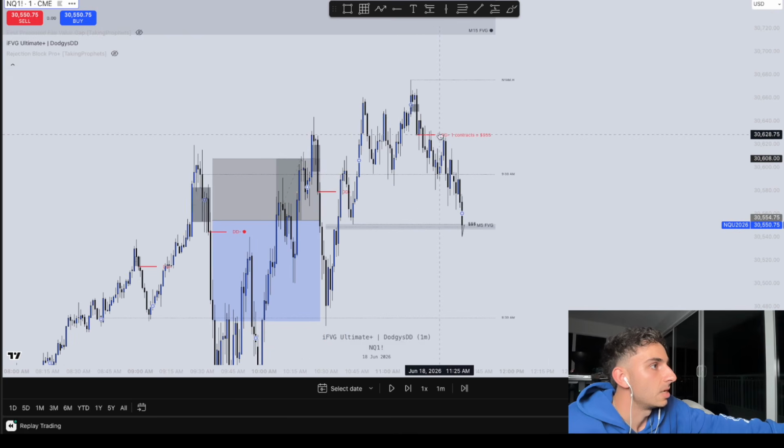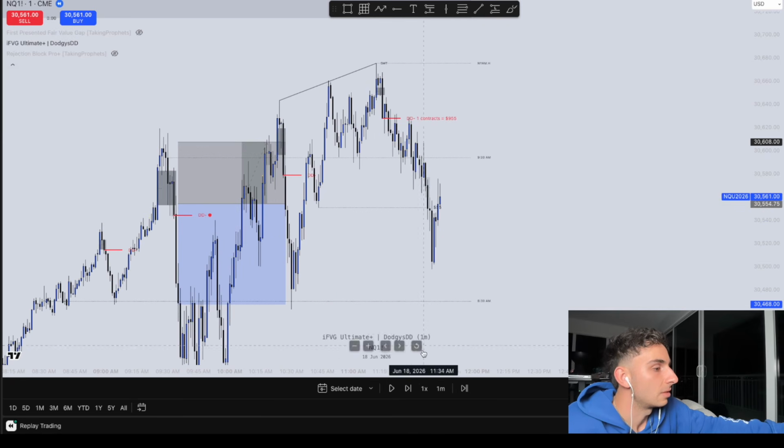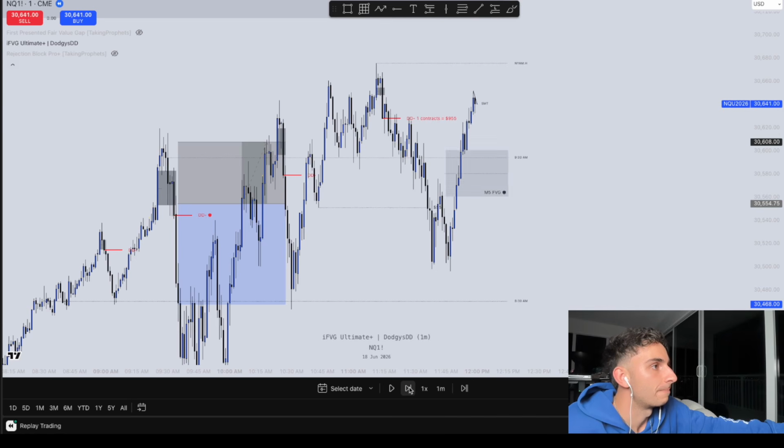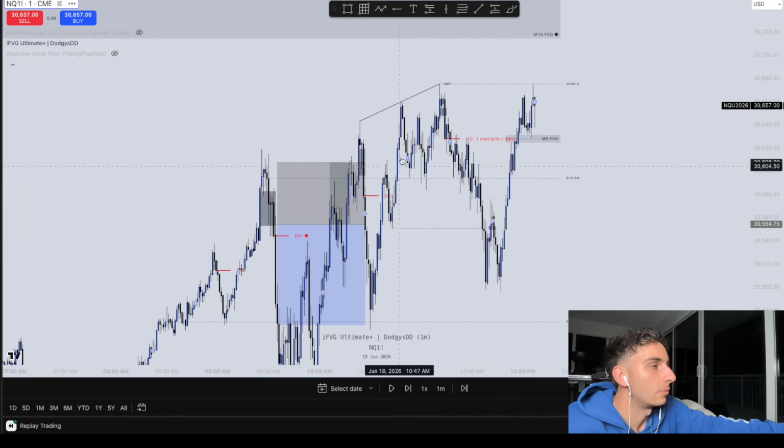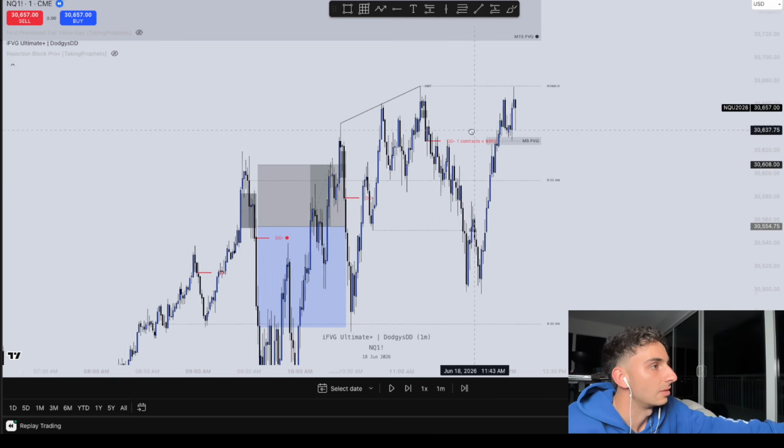This was mediocre. The more times we do this, eventually it's not gonna work every single time, right? This was just kind of mediocre. We weren't really sweeping any kind of key liquidity. We just kind of keep re-sweeping these highs and creating these V-shapes.